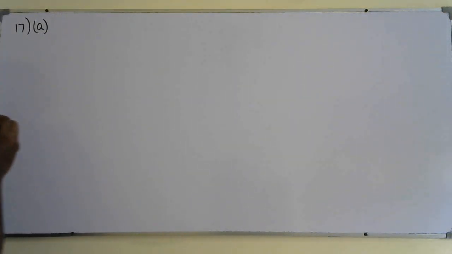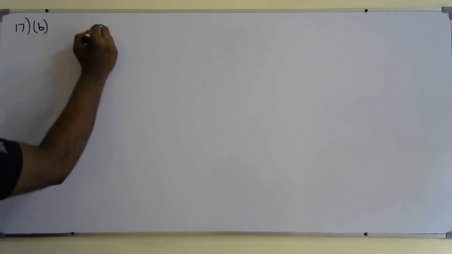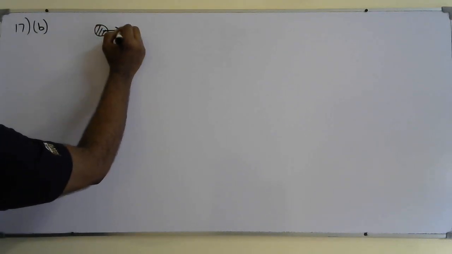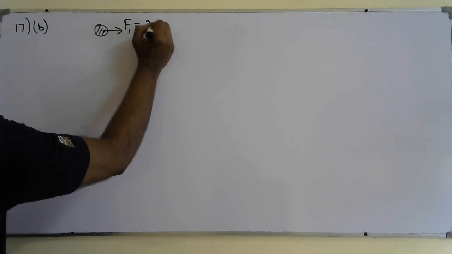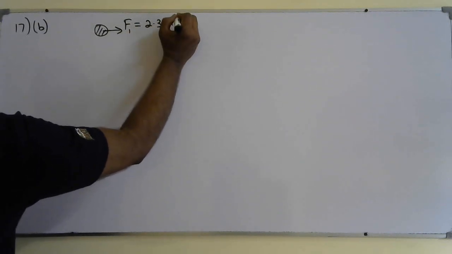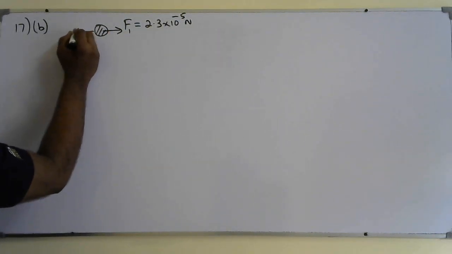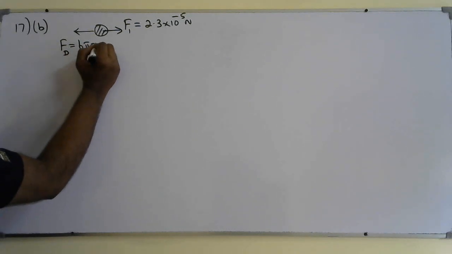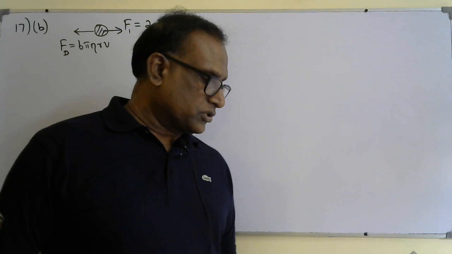So B part. There's a sphere. A constant horizontal force is acting on it. We don't know what force it is, but it is a constant horizontal force of 2.3 × 10^-5 Newton. There will also be a drag force, FD. We know it is 6πηRV, right? So we need to find the resultant force horizontally.